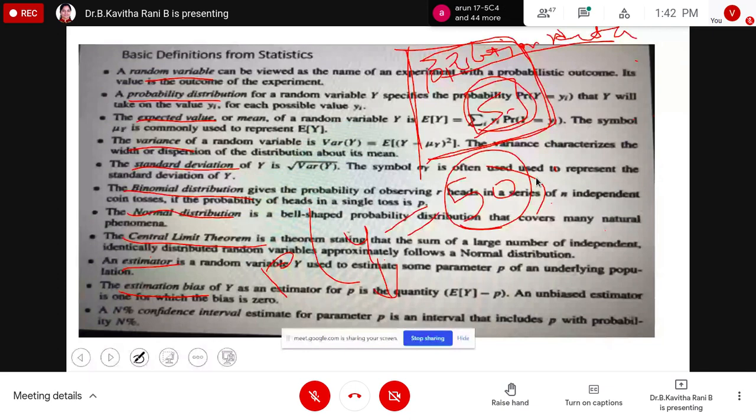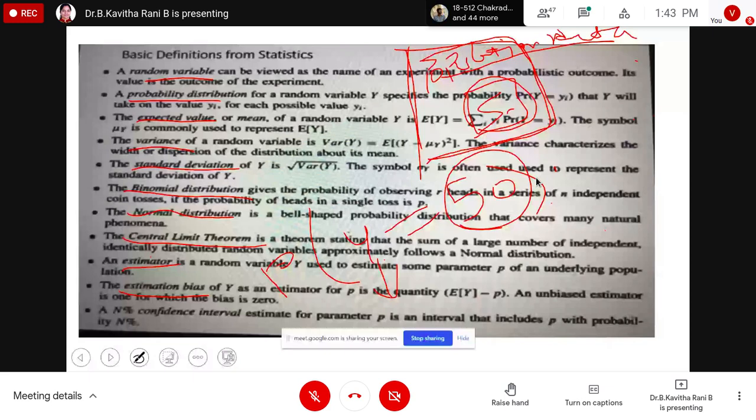If there is no difference between these two, then it is called an unbiased estimator. If there is a difference, then it is called estimation bias, and I am biasing to some data only. That is called estimation bias. If I am not biasing to anything and I am not getting any difference, then that is called an unbiased estimator. So this is the difference between estimation bias and an unbiased estimator.